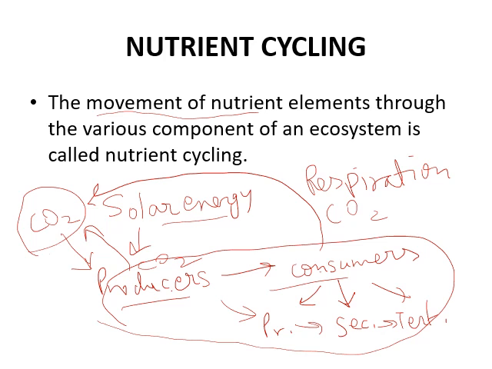So this movement is from environment to living world, and from living world to environment. And movement is also through various trophic levels in the living world. So this movement of nutrients is known as nutrient recycling. And decomposers also release nutrients back into the soil as a result of decomposition.